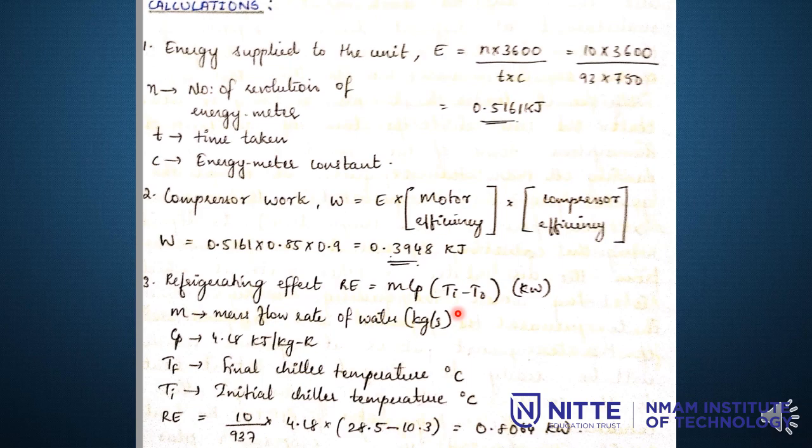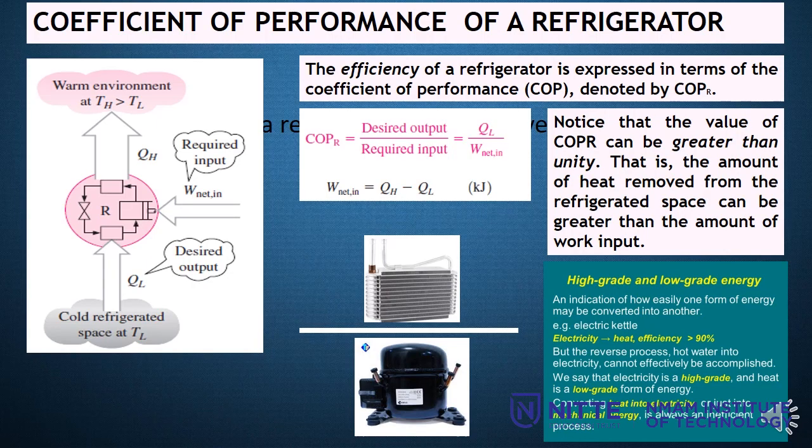Again, it is kilojoules per second, which is kilowatt. Now to find the coefficient of performance, it's defined as the desired output over the required input. The desired output is the refrigeration effect. The required input is the electricity.